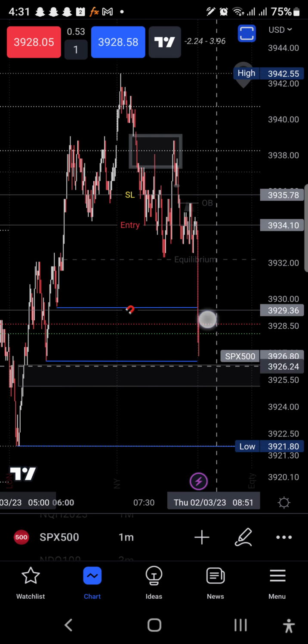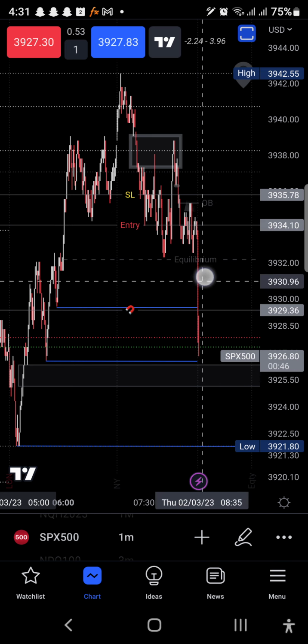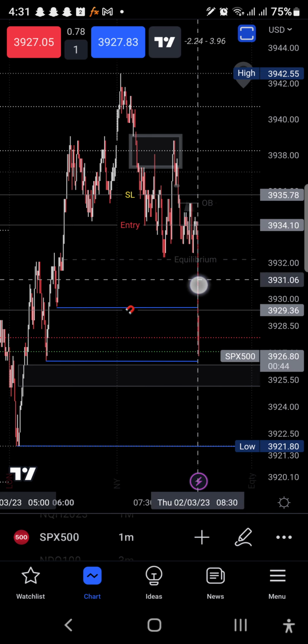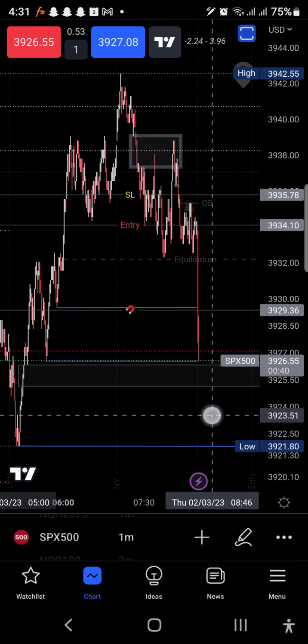So what kind of market profile is this? It's doing exactly what I'm expecting it to do. I used the news volatility just to go exactly towards our goal. The second goal has been hit. So this is that kind of day.